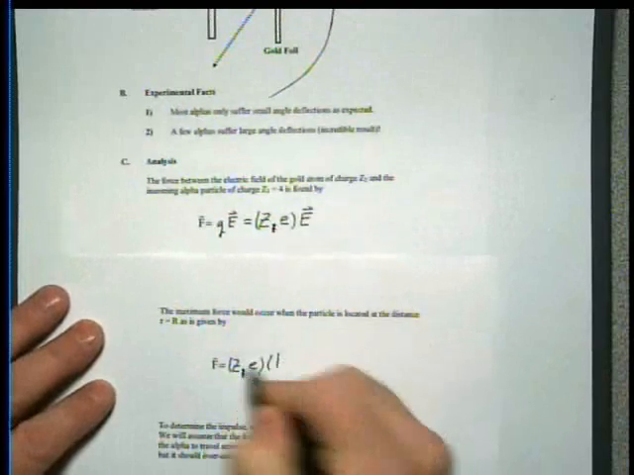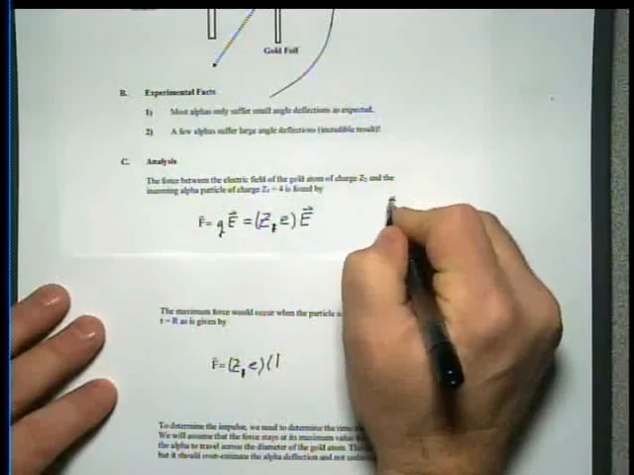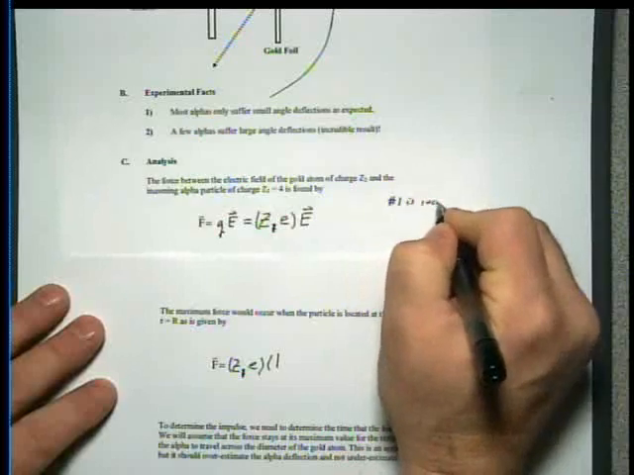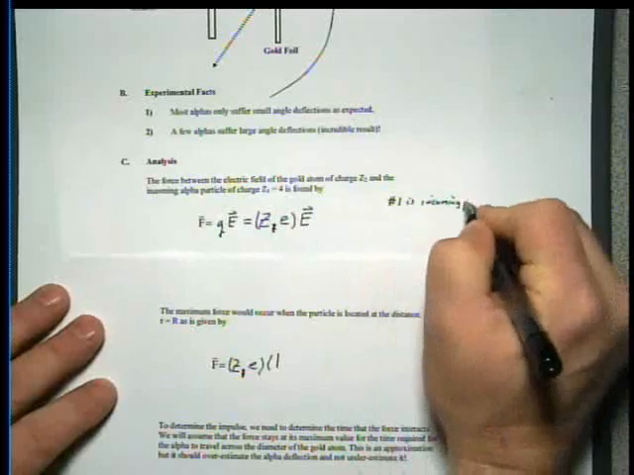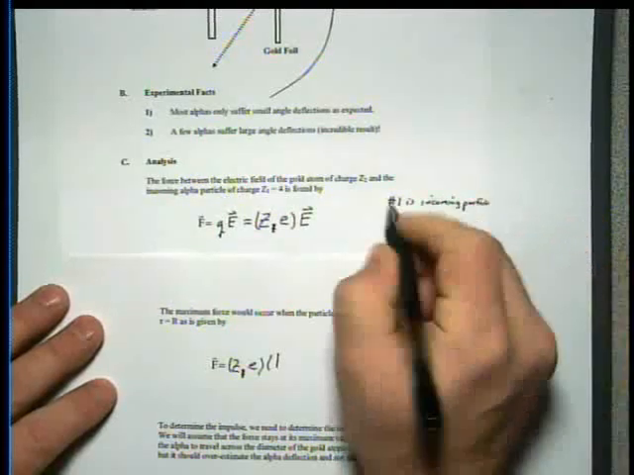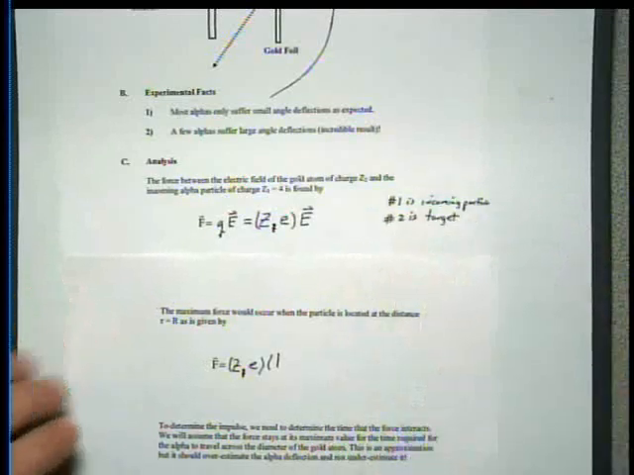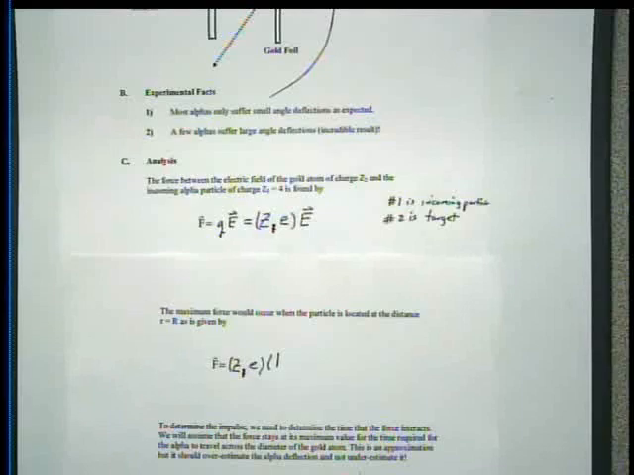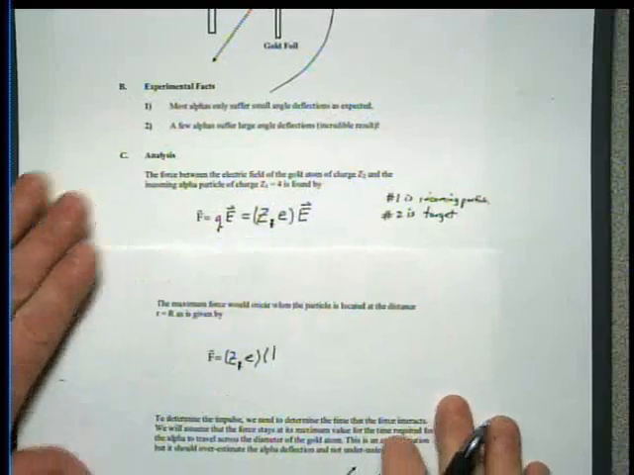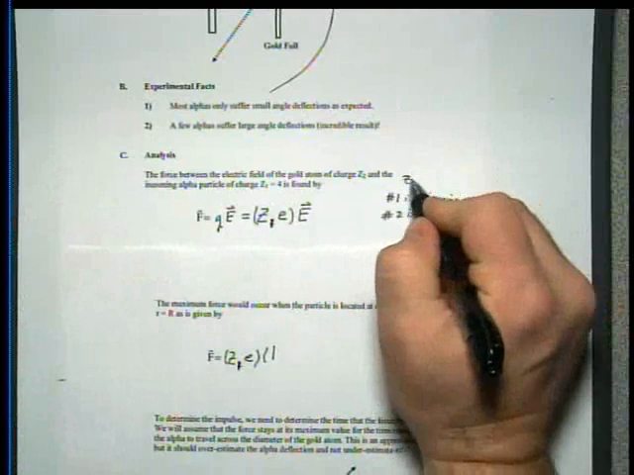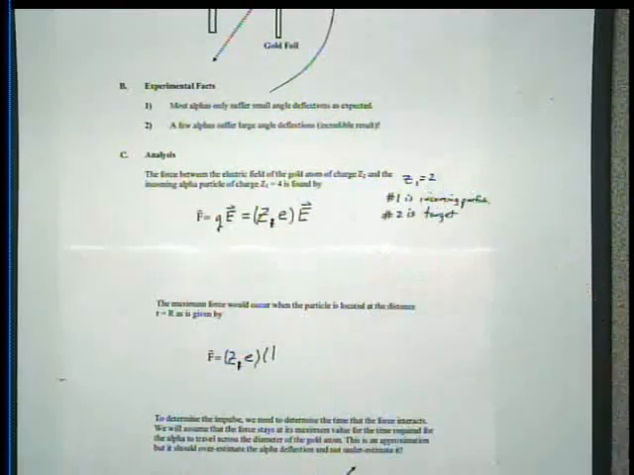I want to call the particle coming in 1. Number 1 is incoming. I need to be consistent here. Number 2 is target. You don't have to choose whichever one you want, but I've got to be consistent. So Z1 would be 2 for an alpha particle. And Z2 would depend on your target, and they tried different targets. They tried nickel, they tried gold first, they did silver, they did copper, almost any type of metal they could make into a thin film.